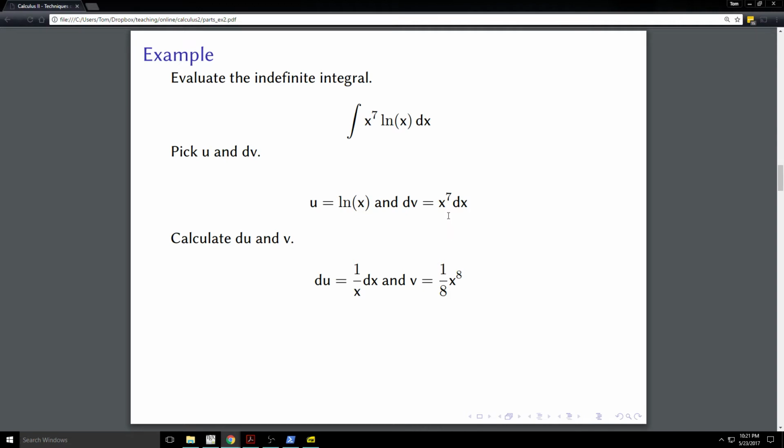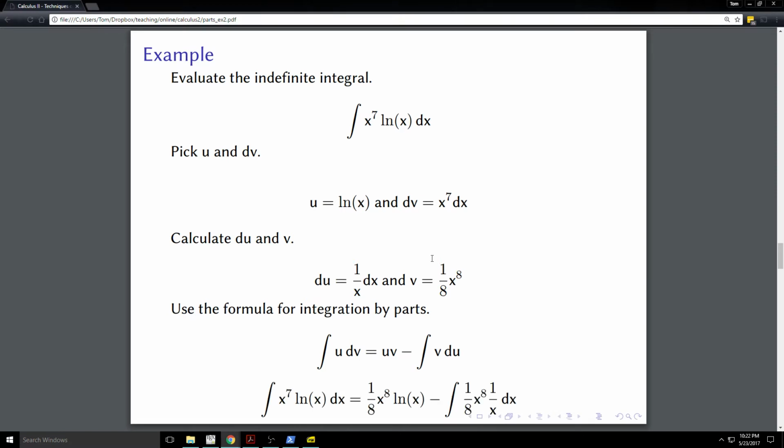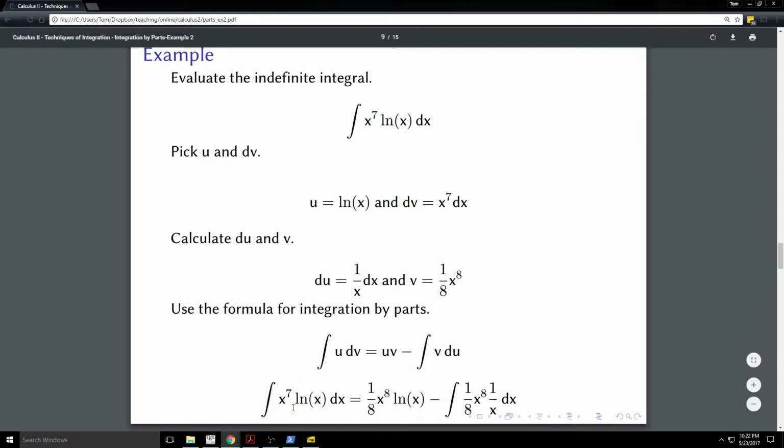And if I integrate x to the 7th, that's a power function, so I could use the power rule to integrate that. And when I do that, I get 1/8 x to the 8th. All right. And so now I'd go to the formula for integration by parts and make those substitutions. So here, u dv will be ln x and x to the 7th, which I just wrote in the normal order that you would write that.